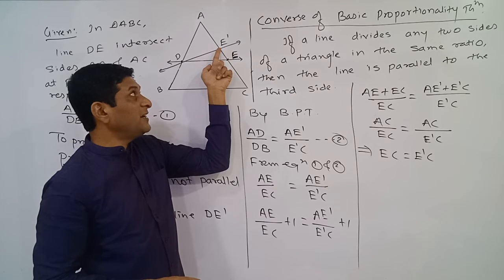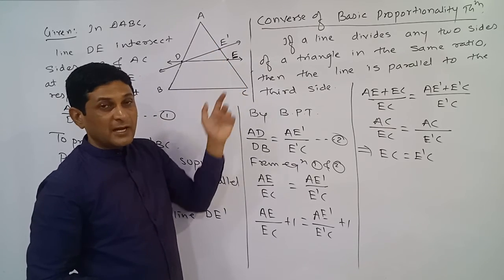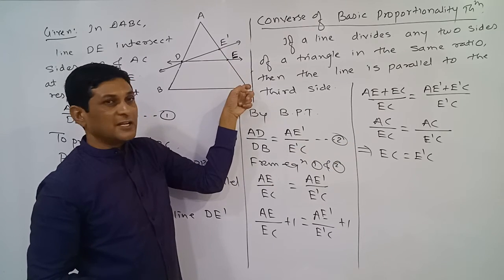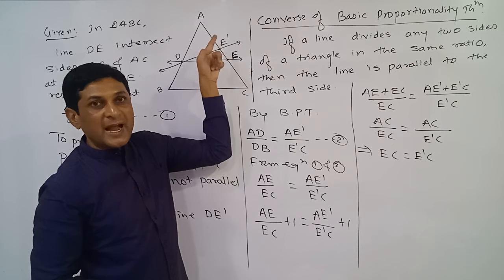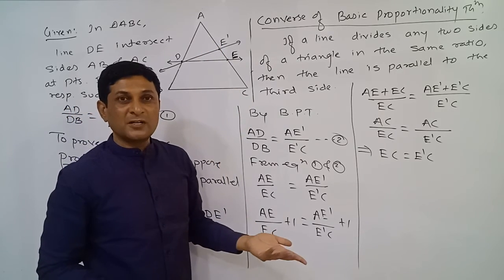This distance EC will be equal to CE dash, meaning the distance of point E from C will be equal to the distance of point E dash from C, and both points lie on the same segment. What this statement says is that EC and E dash C are equal, meaning the distance of points E and E dash from point C is equal. Then what is our conclusion?